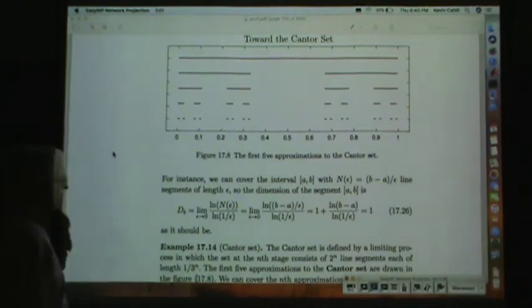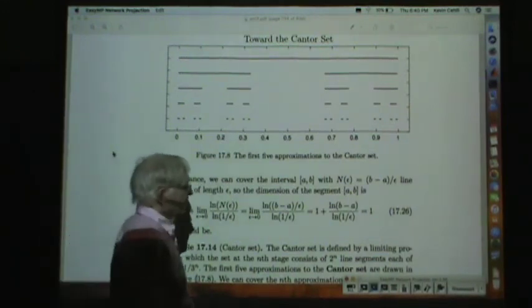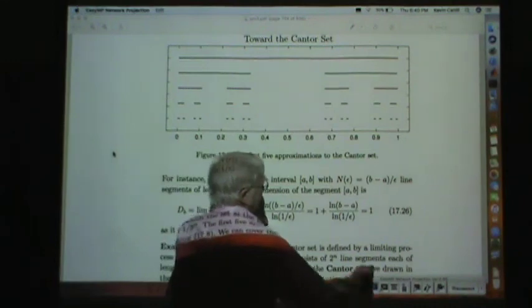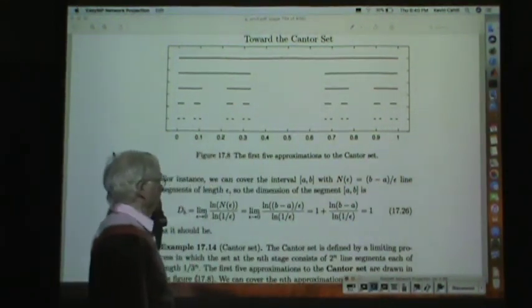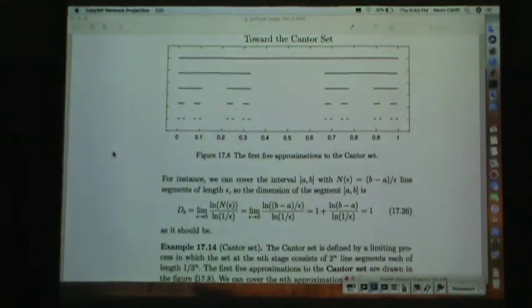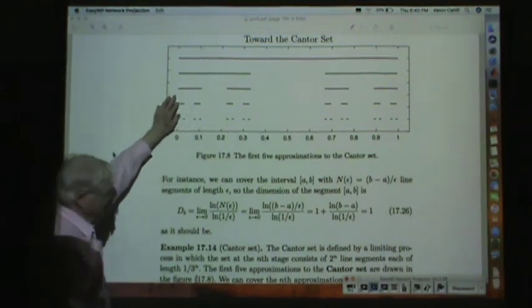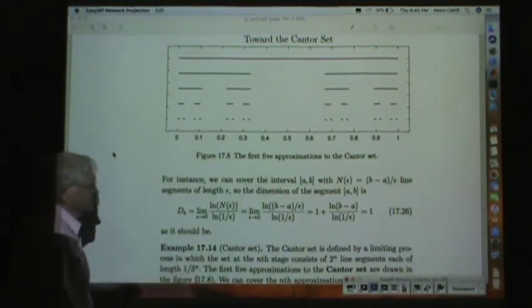So what you can do is you can cover the interval by (b minus a) over epsilon line segments of, well, first of all, I've skipped ahead here because I saw the figure I talked about, the Cantor set.